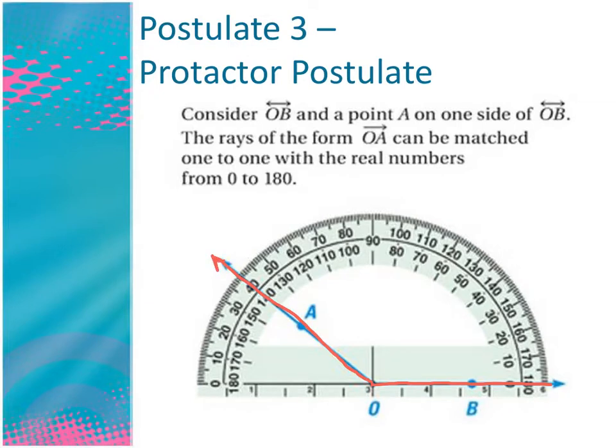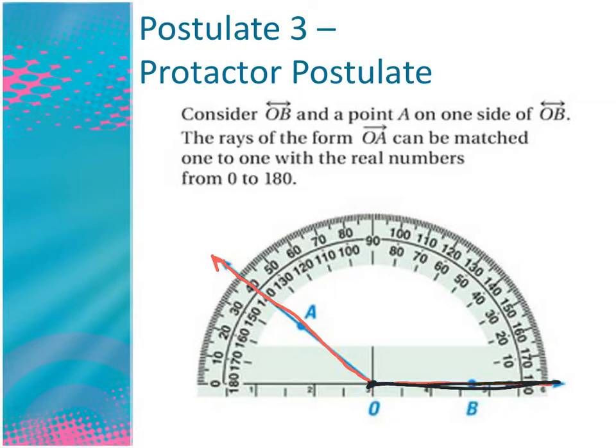The rays can be matched 1-to-1 with degrees in real numbers. Now, if you notice, the numbers go in two different directions. Over here, they go 0, 10, 20, 30, 40, 50, 60, all the way up to 180. And then on the other side right here, they go 10, 20, 30, 40, and so on. So how do I know which number to use? That's the hard thing.